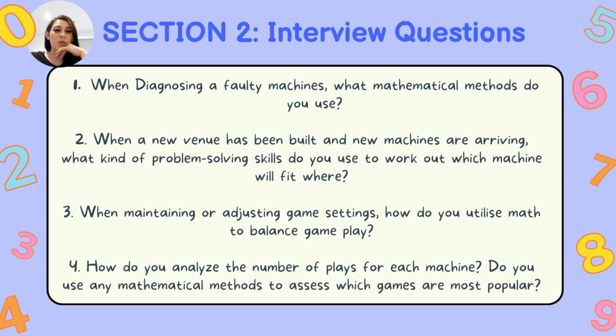Question 3. When maintaining or adjusting game settings, how do you utilize maths to balance gameplays? An example of this is our skill testers. We use a formula to work out the payout setting on a machine, as a machine only understands how many credits it needs in order for it to pay out.